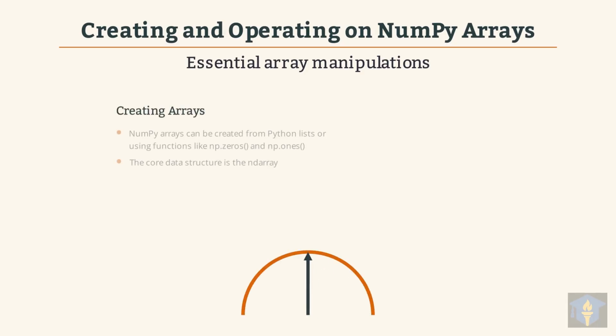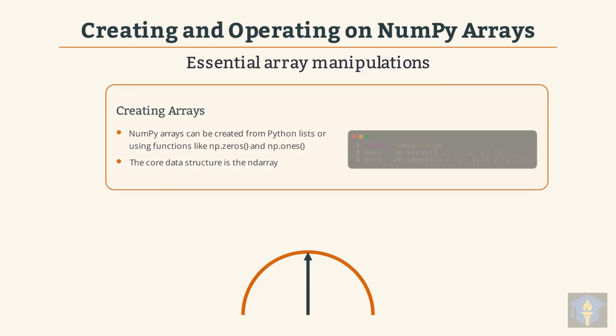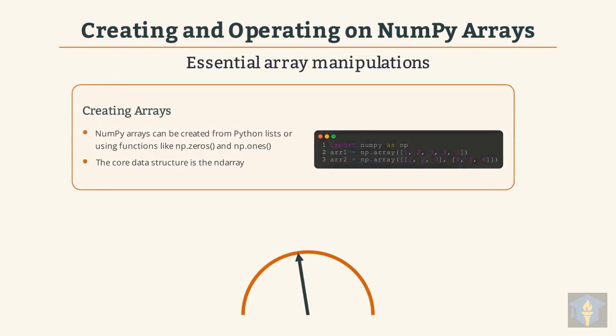Let's start by looking at how to create these powerful multidimensional arrays in NumPy. NumPy arrays can be easily created from Python lists or using functions like np.zeros and np.ones. The core is the ndarray. Here, we import NumPy and create two arrays, a one-dimensional r1 and a two-dimensional r2, from Python lists.